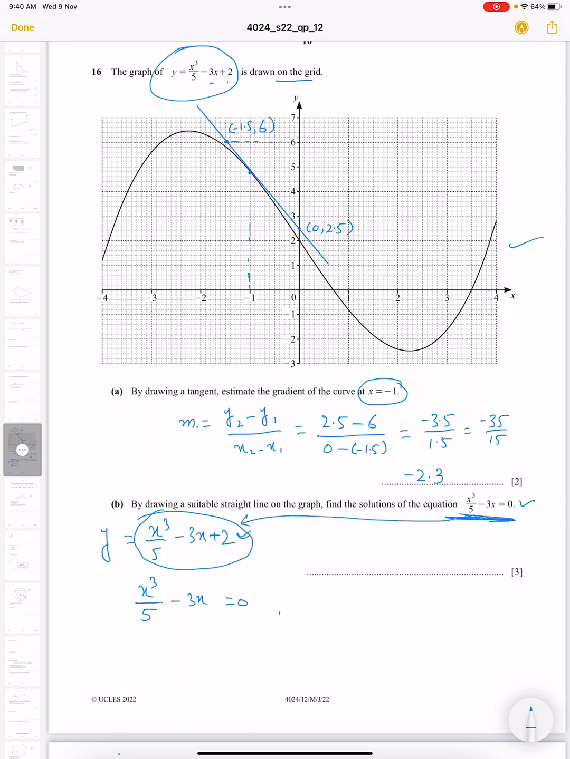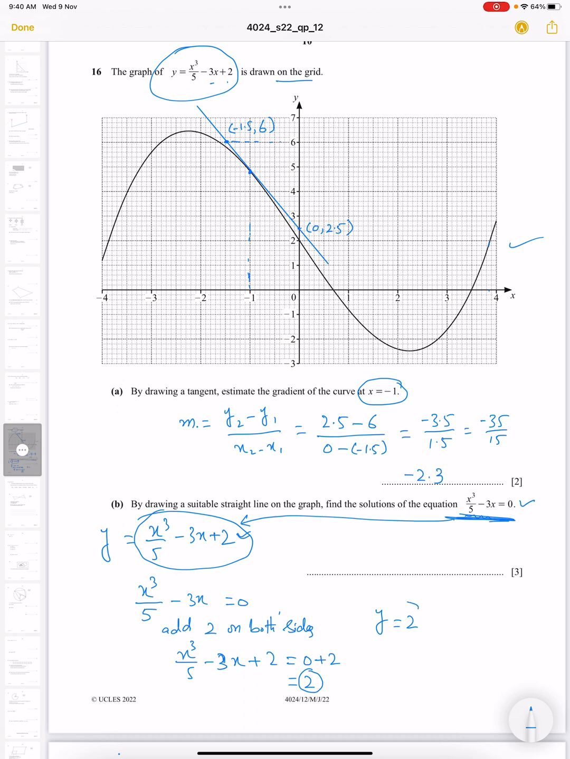What do we have to do? We have to add 2 on both sides. So that will become x cube over 5 minus 3x plus 2 is equal to 0 plus 2. This is the rule that you can add or subtract the same number on both sides of an equation. So 0 plus 2 means equal to 2. So this is equal to y. So y is equal to 2 will be drawn on this graph. That will give us the solution.